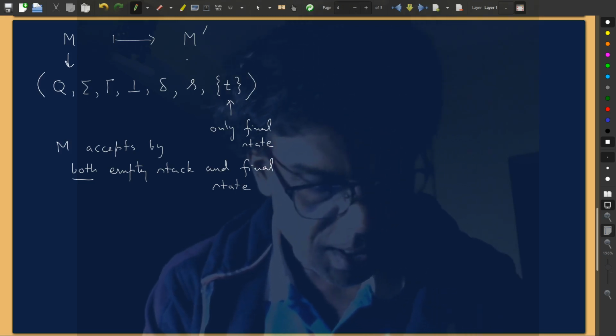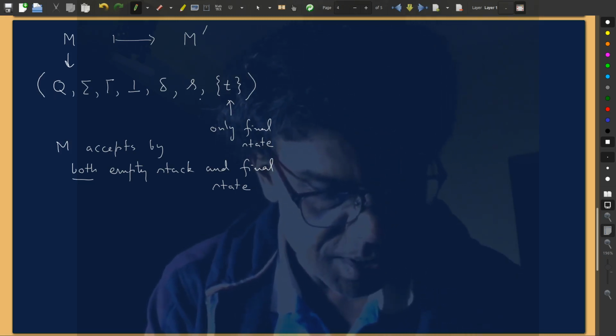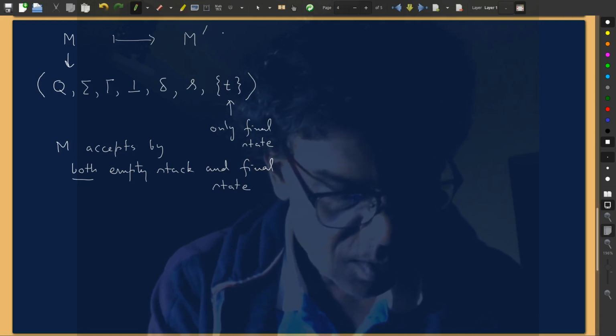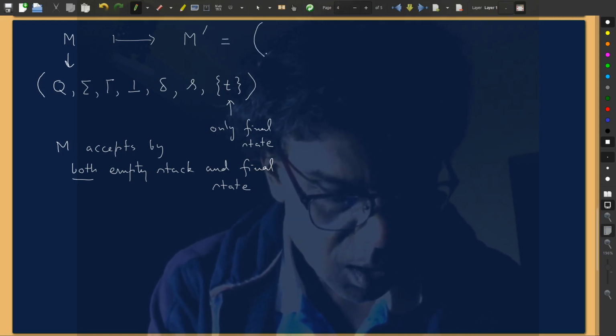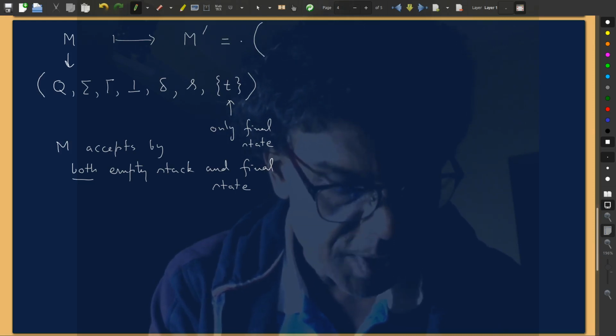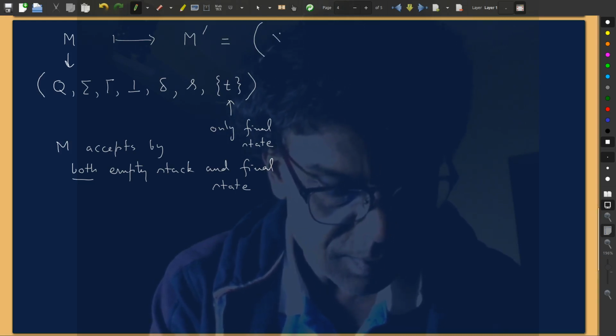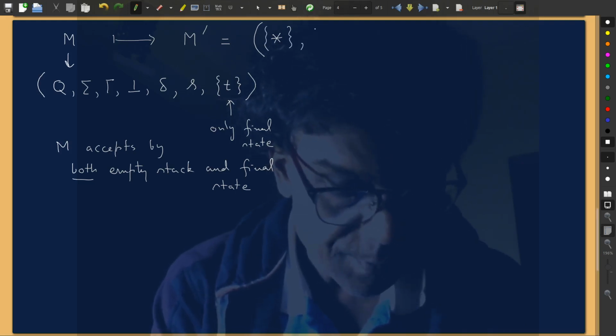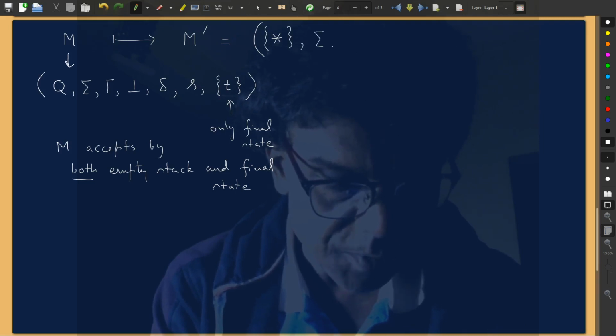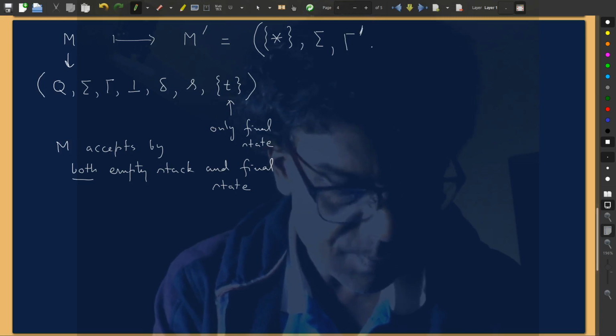So here I assume that I am given a PDA of this form. Okay. From this I would like to generate a PDA of only one state. Since again this is only one state, the name of the state doesn't matter, so I just call it star. The input alphabet must be the same. The stack alphabet I have to change.